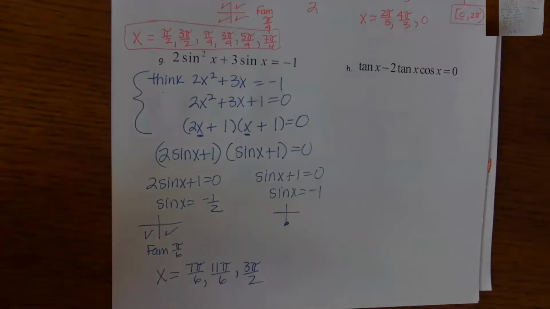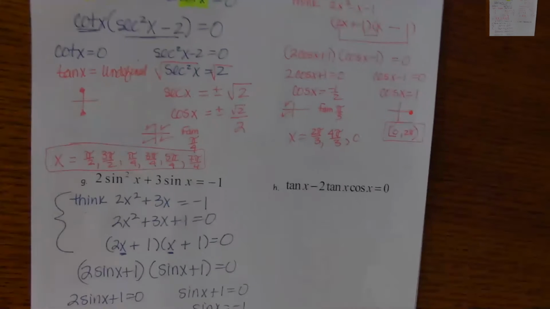So tell me something. If you don't know how to do these, how hard is it to guess? It's real hard because you don't know how many answers you're going to get. You might get none. 1, 2, 3, 4, 6, 5. We don't know. All right.